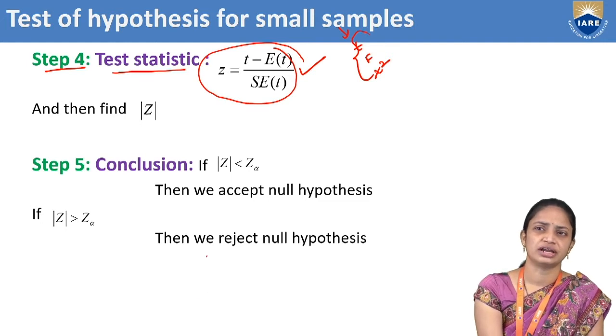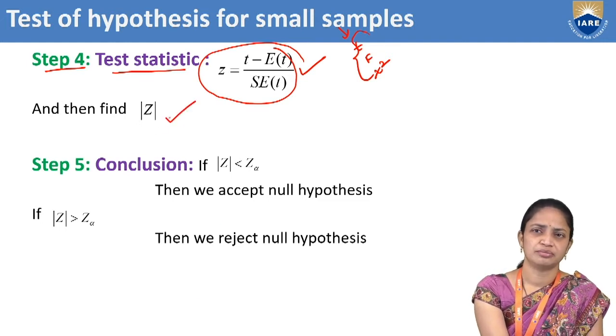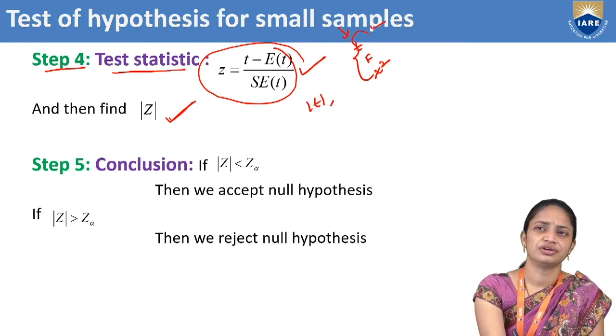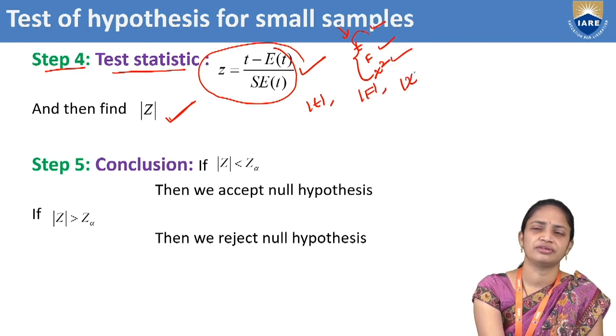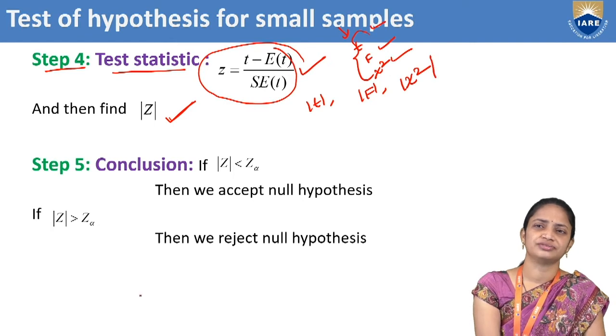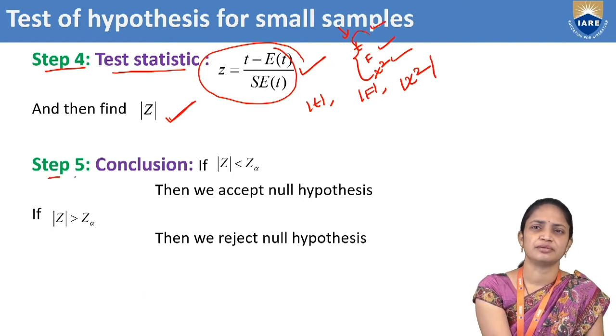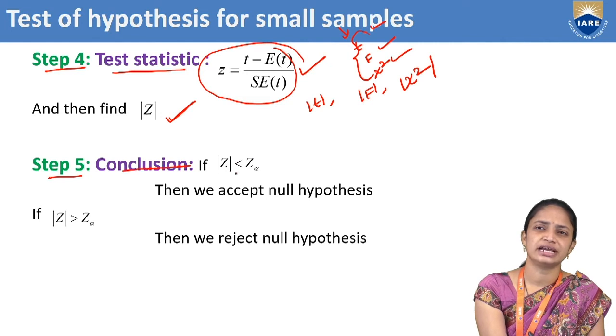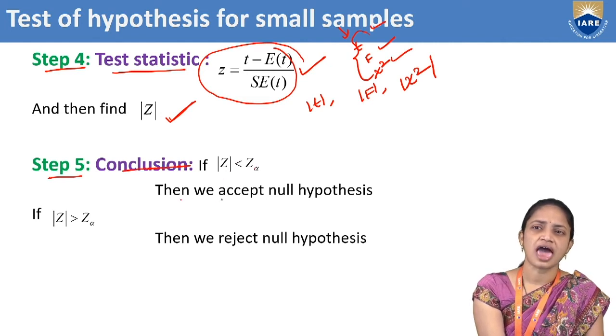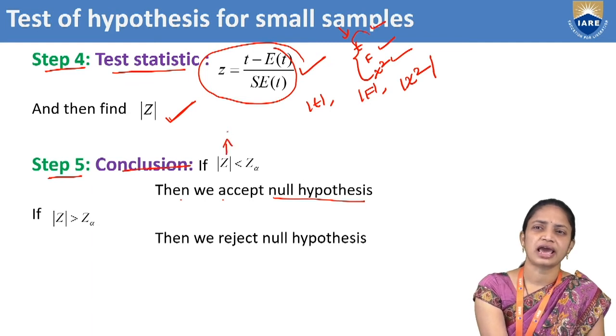After that we have to take the modulus of Z. If it is t test, then we need to take mod t. If it is f test, we take mod f. If it is chi-square test, then we find the mod chi-square. Okay, so fifth step, conclusion. If mod Z is less than Z alpha, we accept the null hypothesis. This is nothing but the calculated value. So we have to calculate this value, and this we have to take from the table.